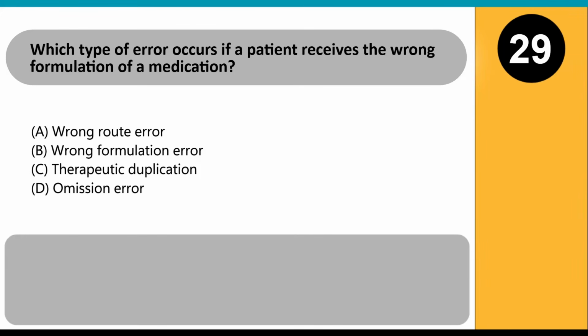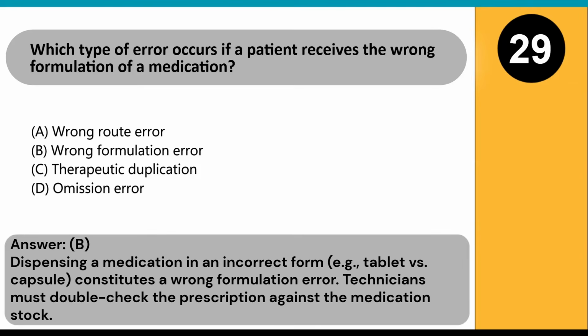C. Therapeutic duplication. D. Omission error. Answer B. Dispensing a medication in an incorrect form, e.g., tablet versus capsule, constitutes a wrong formulation error. Technicians must double-check the prescription against the medication stock.